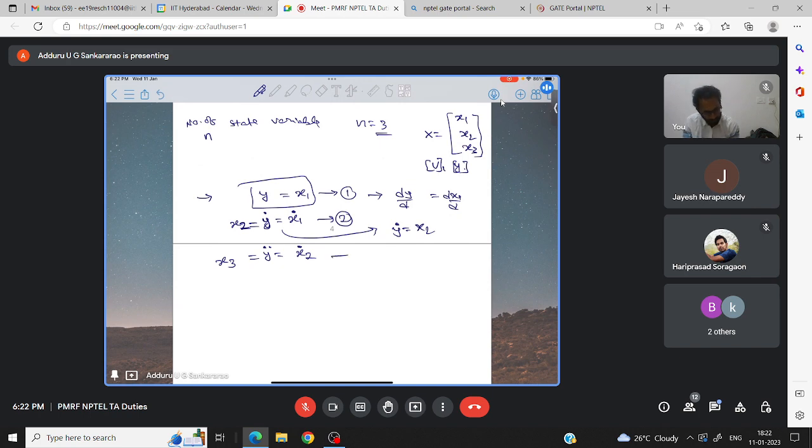Again you differentiate. What do we get from here? y double dot equal to x3. And now again you differentiate. y triple dot equal to x3 dot. Can I say x4 here? See, x1 dot I'm saying x2, so x4 I can't say, because we require only three state variables. So up to x3 only I'm going. Got it, right?